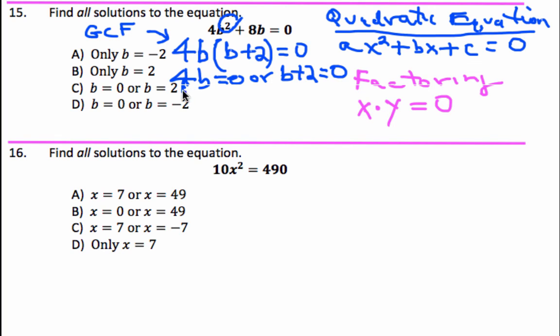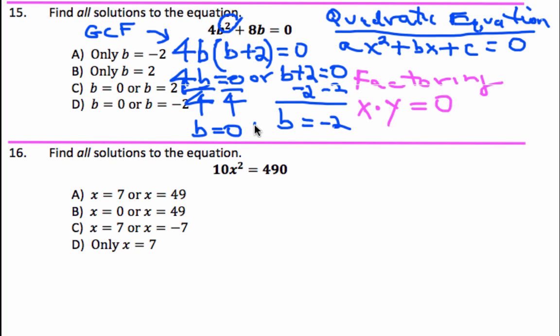Well, if 4b equals 0, if we divide both sides by 4, we'll get b equals 0. If b plus 2 equals 0, we'll subtract 2 from both sides, and we'll get b equals negative 2. So our two solutions are b equals 0 or b equals negative 2. And you can check this. If you plug in b with 0, you'll see b squared is 0. 0 times 4 is 0. 0 plus 8 times 0 is 0.